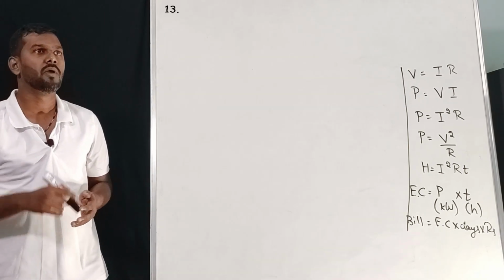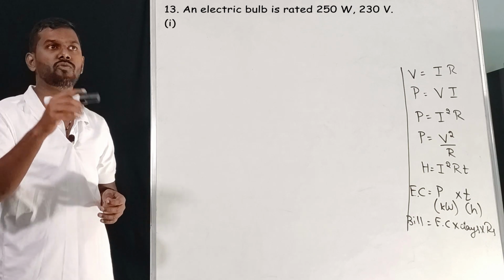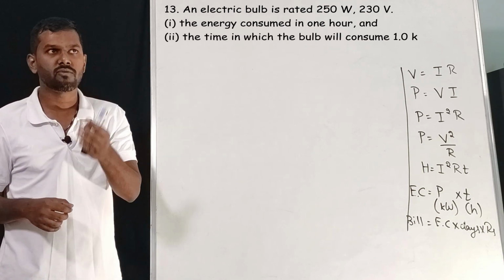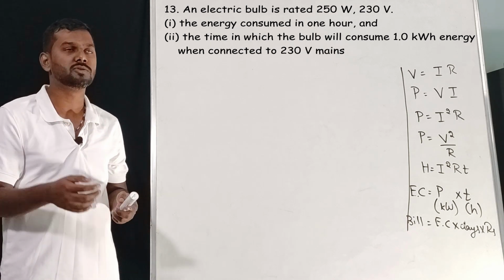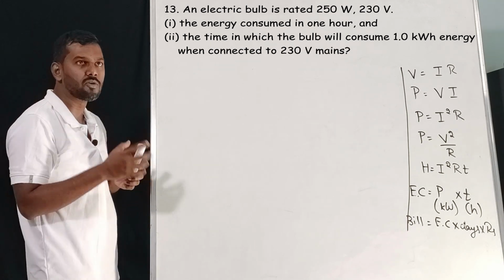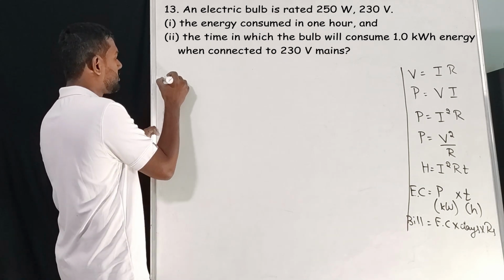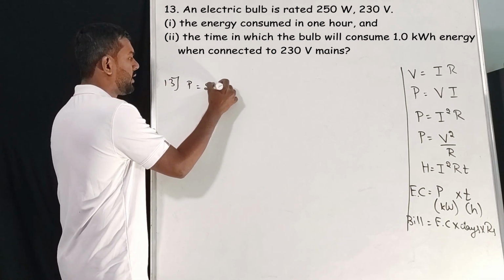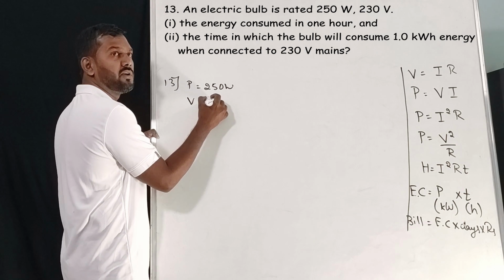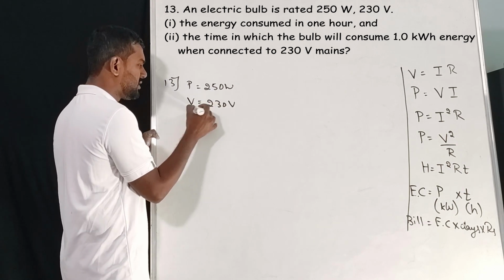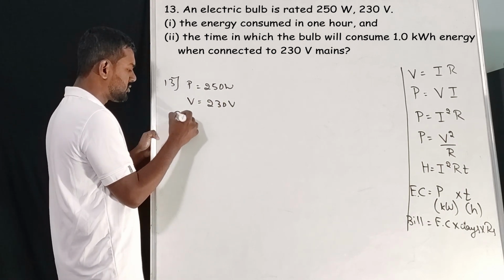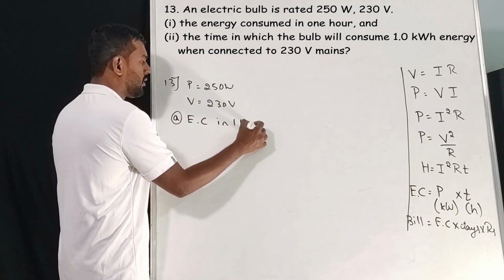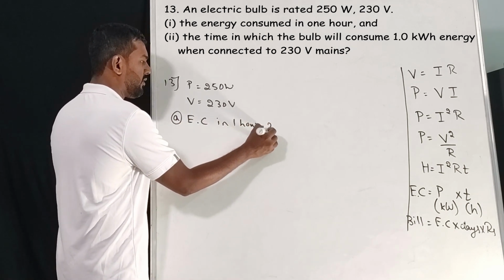Question number 13. An electric bulb is rated 250 watt and 230 volts. Energy consumed in 1 hour we have to find, and a second sub question. So first we'll solve the first sub question, then we'll go for the second. Power is given as 250 watt and voltage is given as 230 volts. This is not required. First sub question A, energy consumption in 1 hour. That is what we have to find.